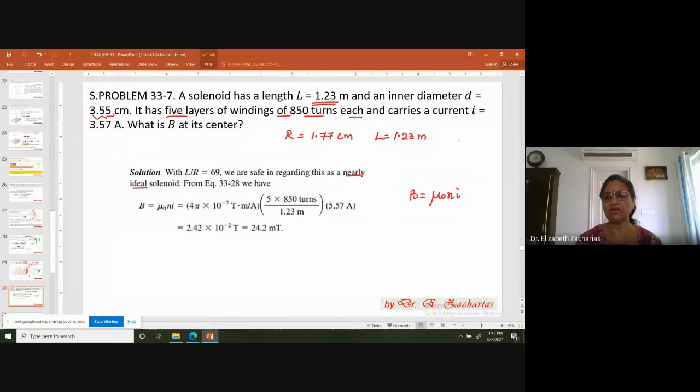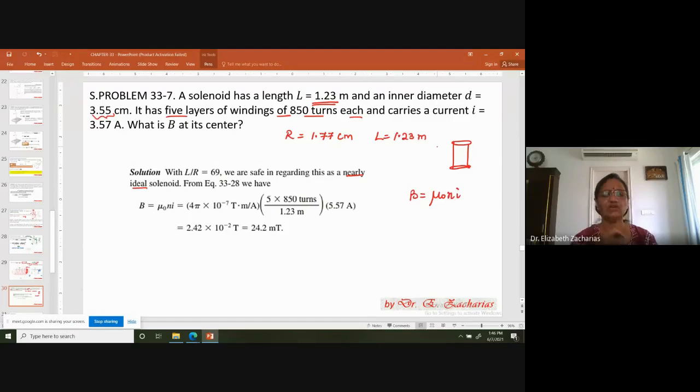5 layers. 5 layers means, let's say this is the bobbin. This is the bobbin. Those of you who have played this, what do you call that? The kite festival during Ugadi and all that. Not Ugadi, which is a festival where you play with kites.